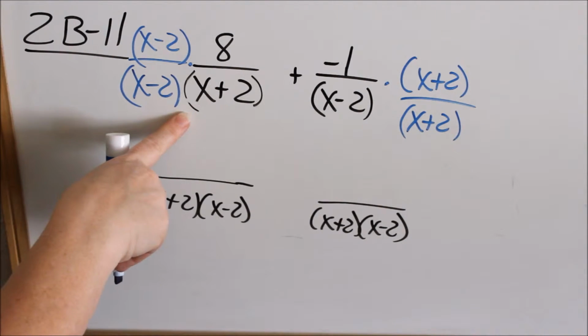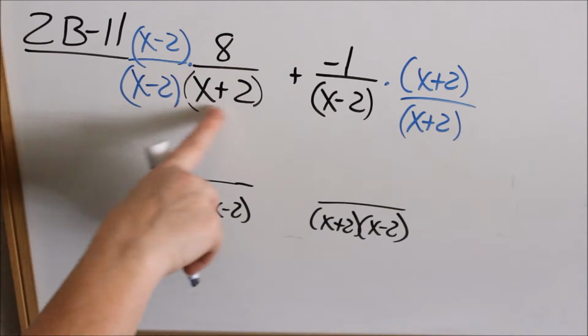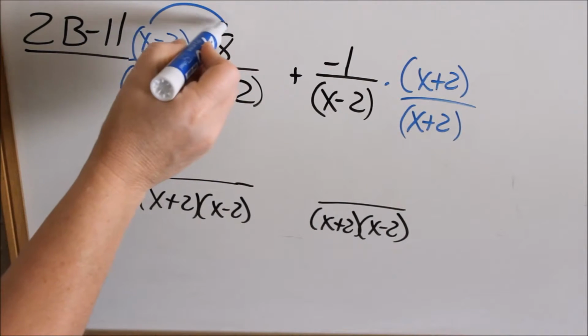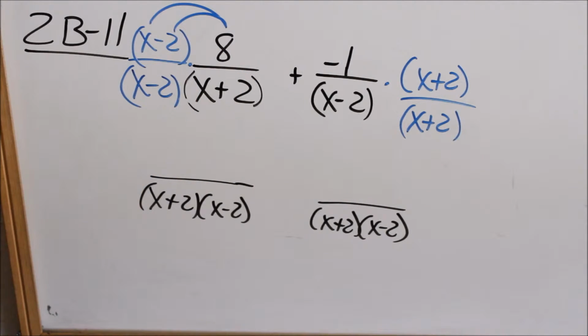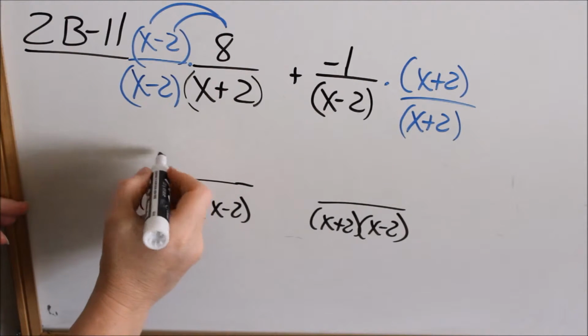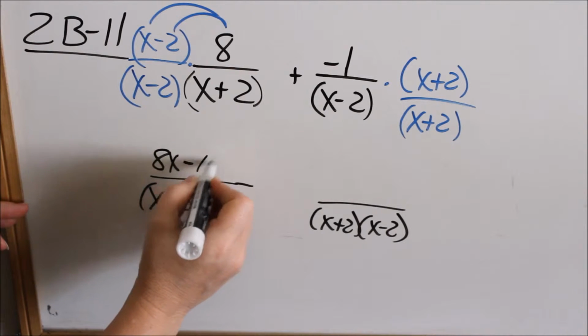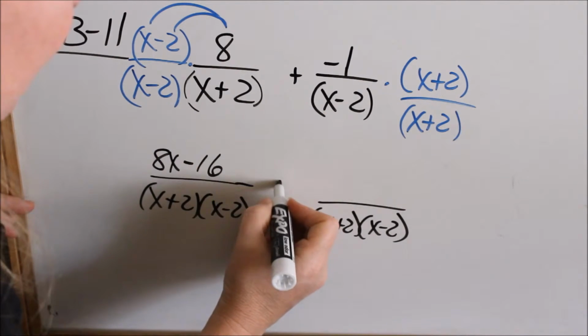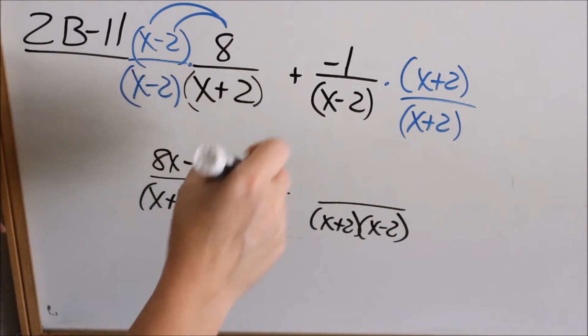Okay, let's go back to this one. So my denominator is these two things. I already have that. My numerator, this has to be distributed. Okay? The 8 has to be distributed to both things. So my new numerator is 8x minus 16. Don't forget your negative sign. Okay? Plus, there's my plus sign.